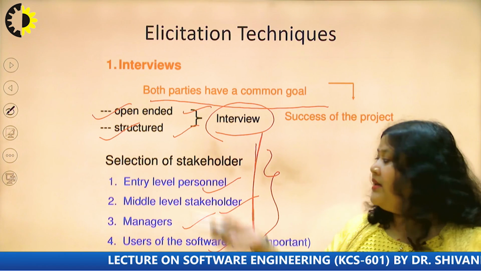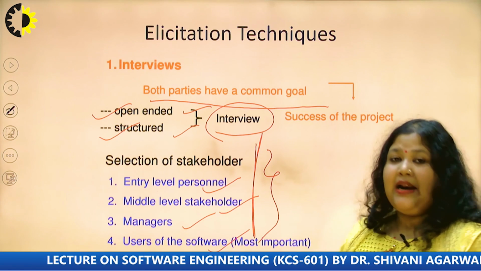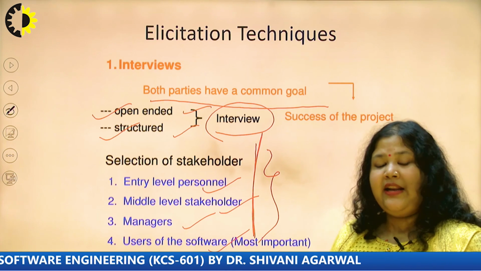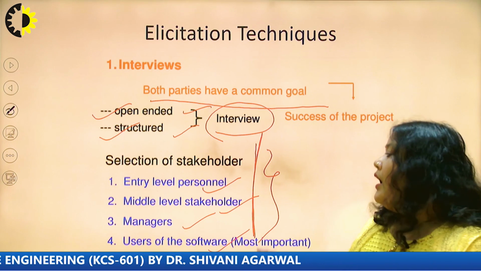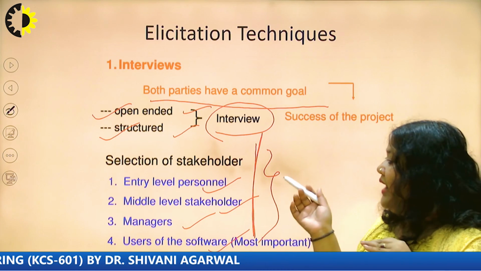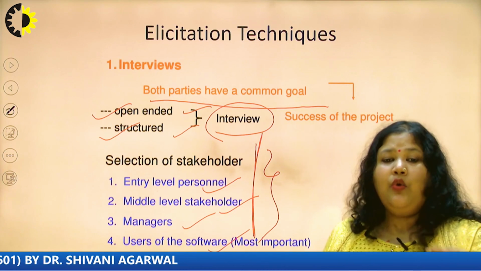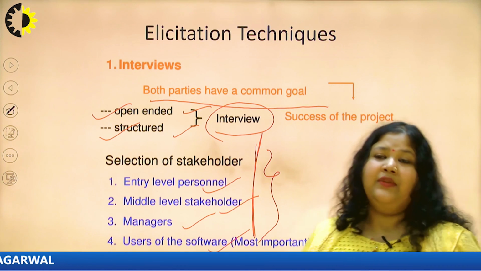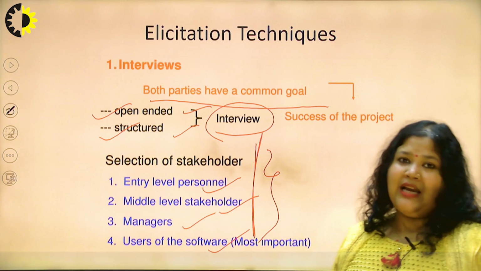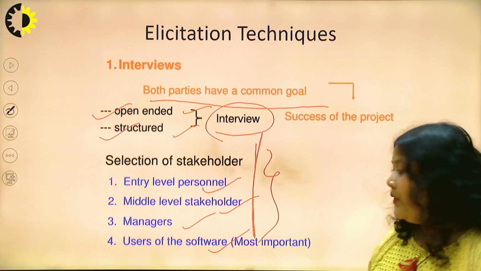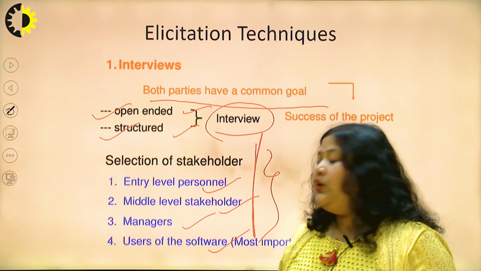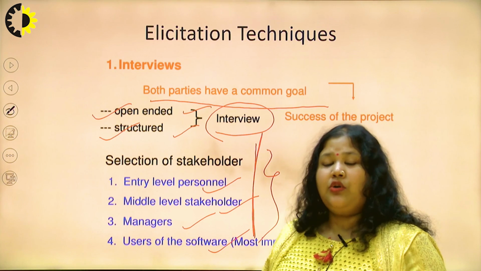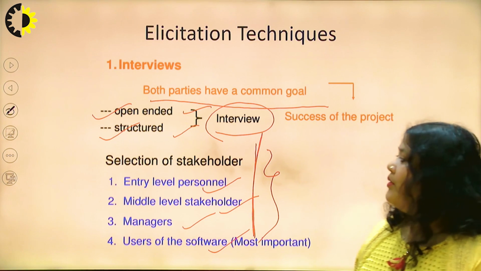So stakeholders are basically four types. First is entry level. These are the basic. These are inexperienced persons or inexperienced developers who are presently involved in that particular project. So these are the entry level. Middle level means those who have some experience or have already done some projects. Managers have a high level of experience, high level of expertise, high level of domain experts. So these are the managers. And fourth are the users, those who use that particular software. So these are the 4 types of stakeholders.